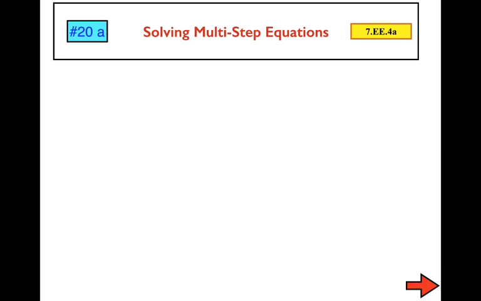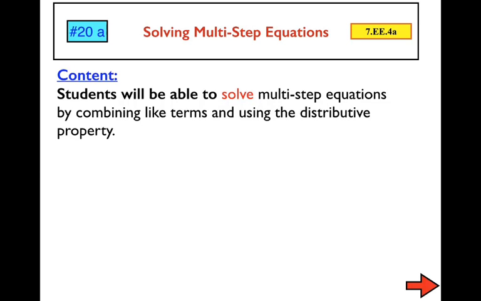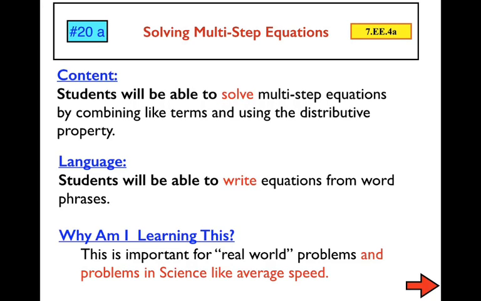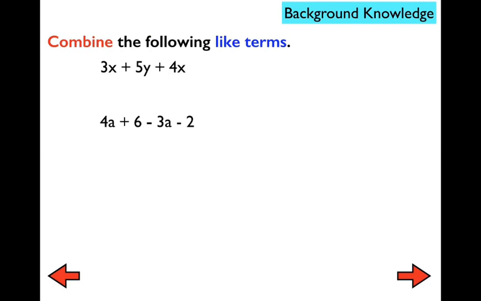Today's flipped lesson, lesson 28, solving multi-step equations. Our content objective for today is that you'll be able to solve multi-step equations by combining like terms. Next flipped lesson, we will deal with the distributive property part. We're also going to discuss how to write equations from word phrases, and then our usual why am I learning this.